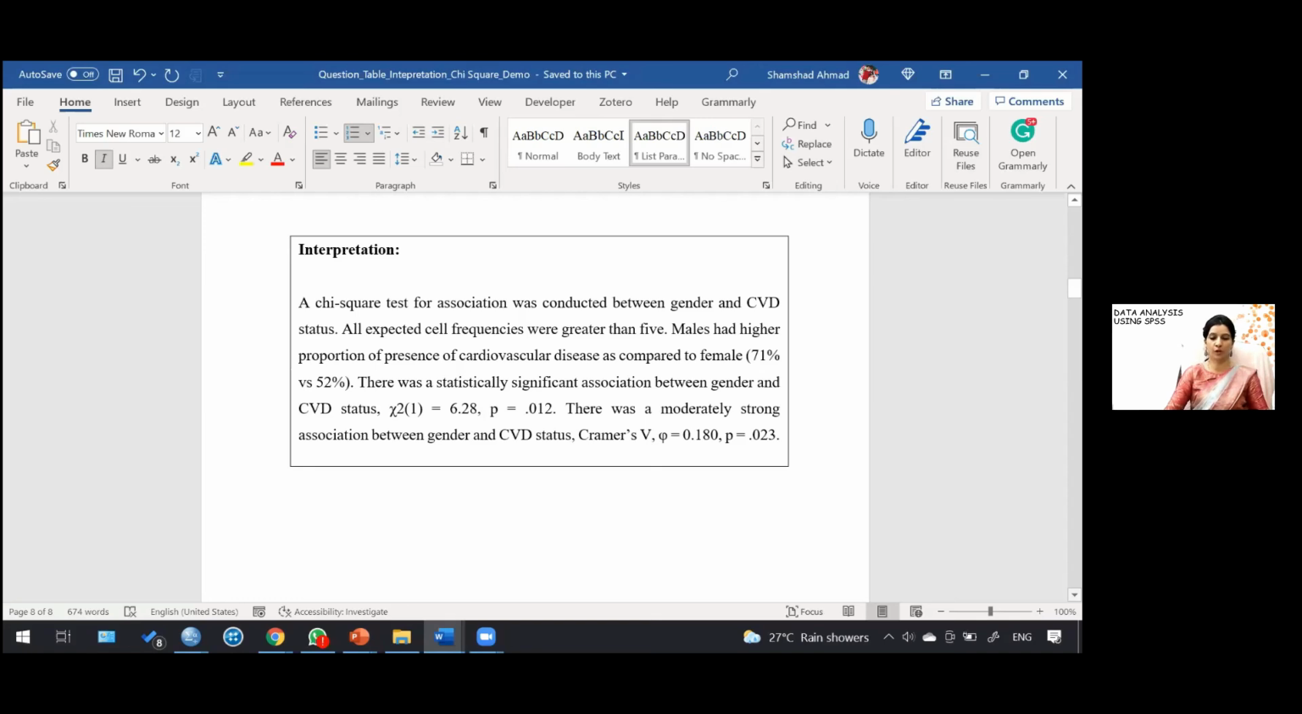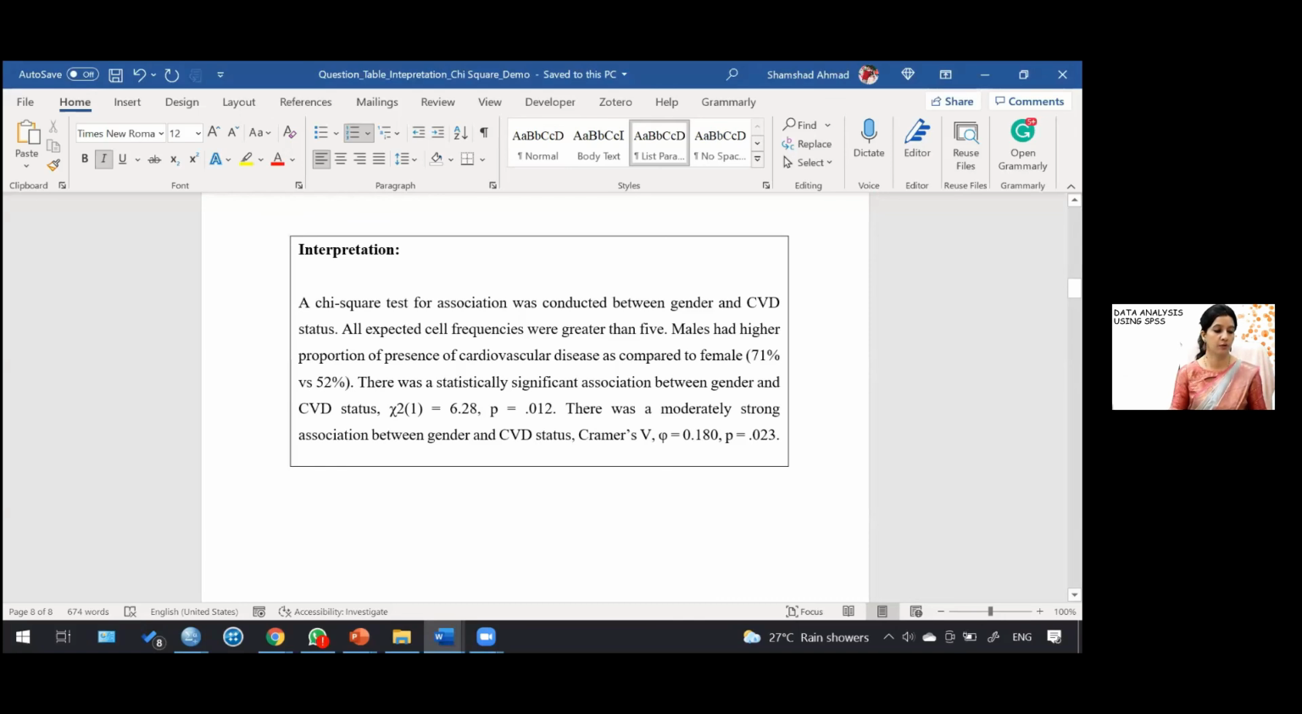So is it clear to all of you how to write the interpretation of this output? Is it clear, or should I repeat it once again? So here we have seen two things. You have to report the observed cell count, the percentage of that observed cell count. You have to report the value of chi-square with the degree of freedom, the p-value, and the value of Cramer's V or phi, because both the values are the same for a 2 by 2 table. So you can report either of them, and the p-value also. Okay. So if it is okay for you, then I'll go to the 2 by 3 table.